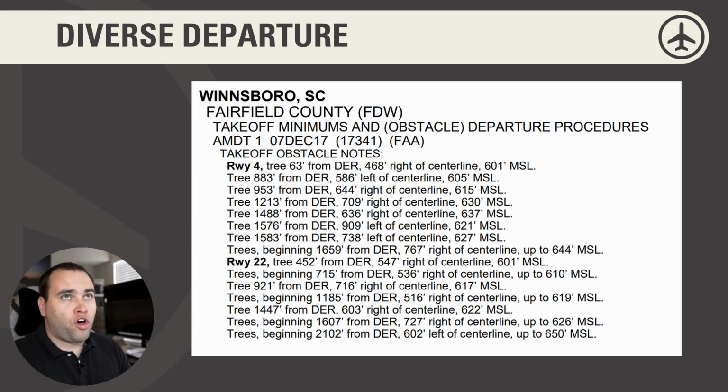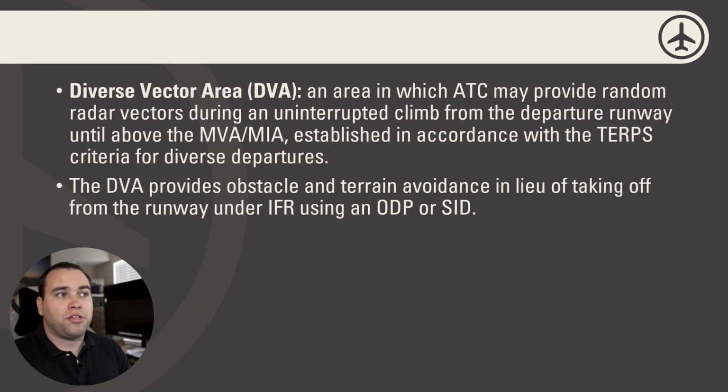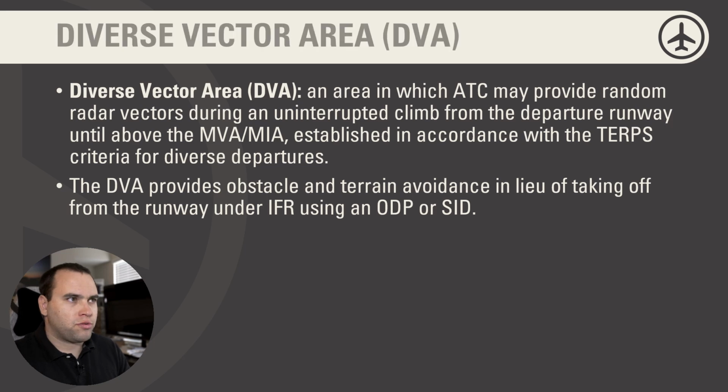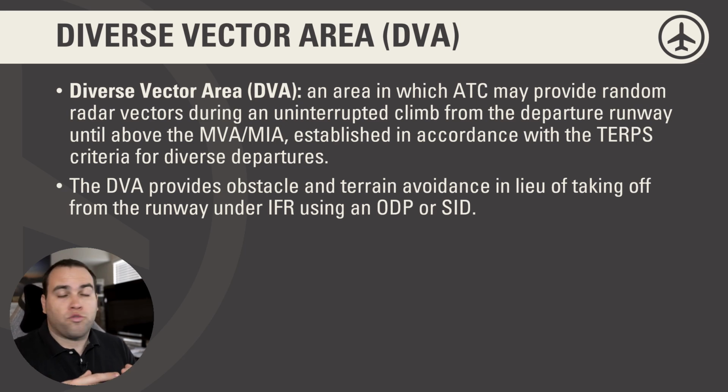Now, some airports also do have published what we call departure procedures. So we're going to take a look at a diverse vector area. A diverse vector area is an area in which ATC may provide random radar vectors during an uninterrupted climb from the departure runway until above the MVA or MIA, established in accordance with the TERPs criteria for diverse departures.